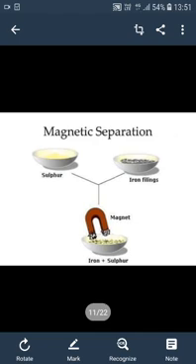Next is your magnetic separation. See children, if any iron particle drops onto pulses or cereals, what will you be doing? You will be separating the iron with the help of a magnet, because the iron pieces get attracted by the magnet. Here we have taken sulfur and iron filings. When we mix both, we are going to separate the iron filings with the help of a magnet. That is what we call magnetic separation.